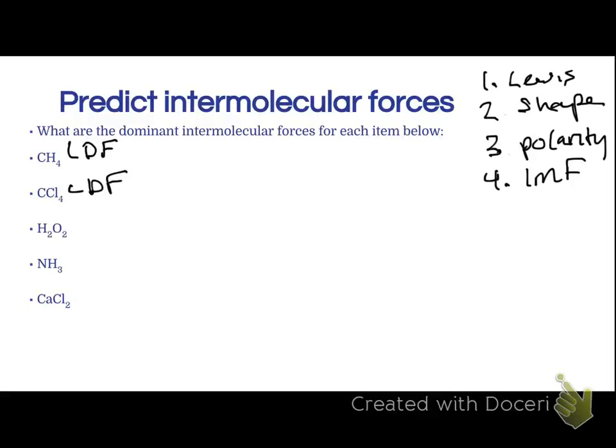Okay, so for the next one, H2O2, hydrogen peroxide, is actually interesting because it has two oxygens connected to each other and then the hydrogens kind of hanging off of it. So it looks kind of like a pair of glasses. And each one of these oxygens has two sets of unpaired electrons.